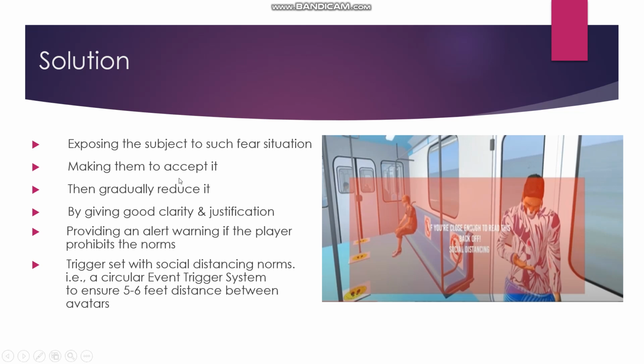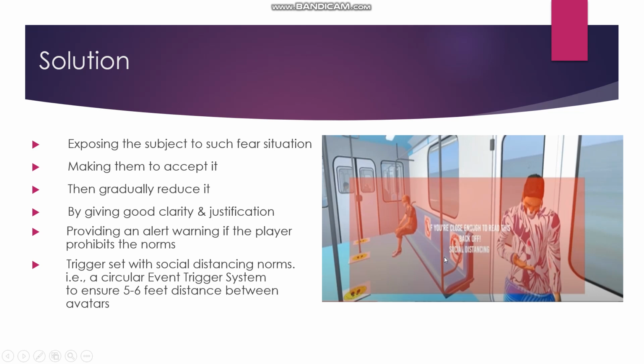So first of all, we have to expose the subject to such a fearful situation, and then make them accept it, and then gradually reduce it by giving good clarity and justification. The clarity and justification is what is shown in this image. There is a red alert signal here, and also a text which says, if you are close enough to read this, back off, social distancing. This image will not pop up on your screen all the time, but it will pop up whenever you go really close to an avatar in the scene.